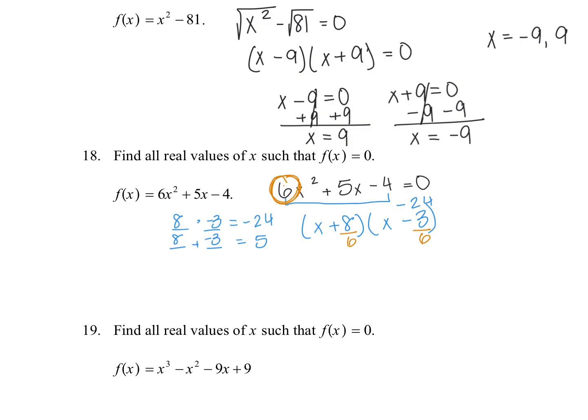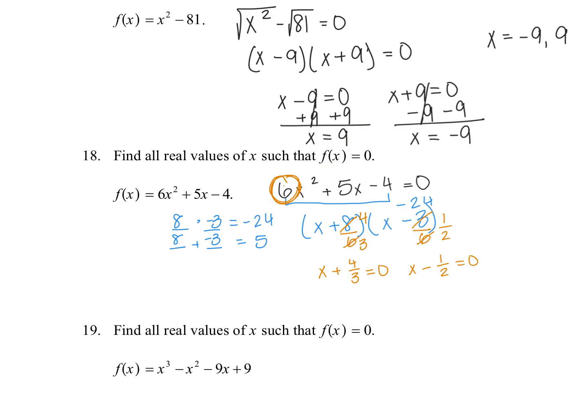Do not forget that step, because if you do, you're going to unfortunately get the wrong answer. Looking at it, I can simplify these. 2 goes into 8 4 times. 2 goes into 6 3 times. So right now I'm going to have x plus 4 over 3 equals 0. And then this one could simplify to 1 over 2. And then I'm going to have x minus 1 over 2 equals 0.